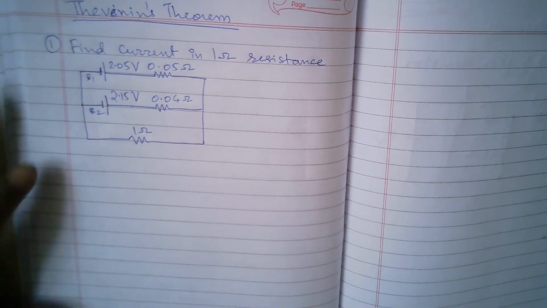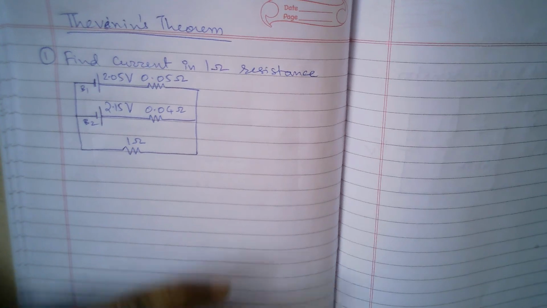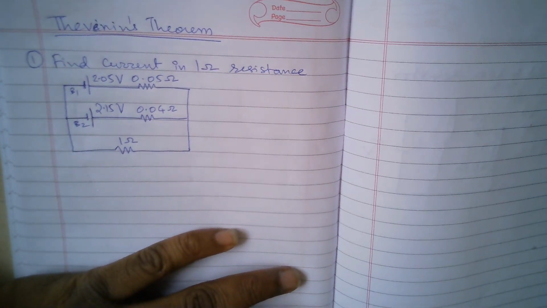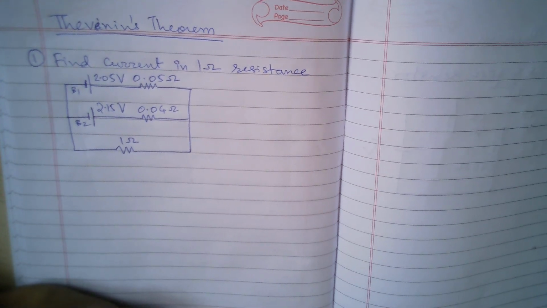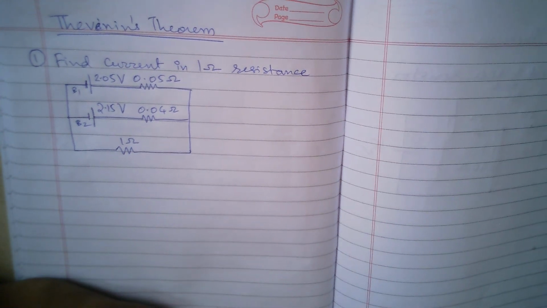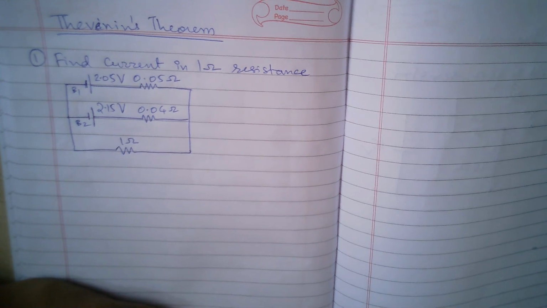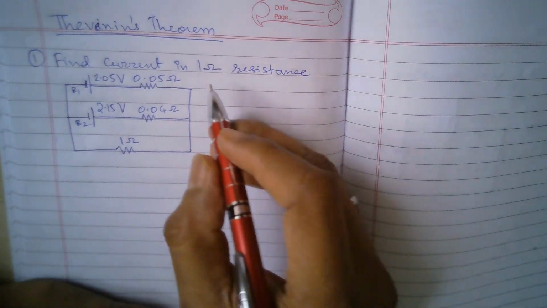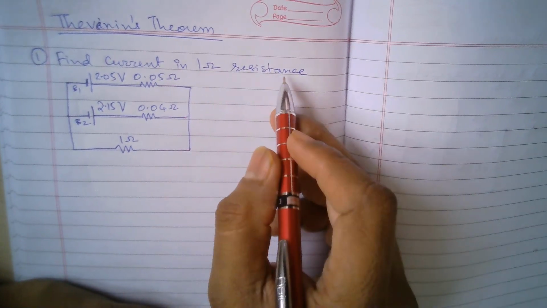Those who are aware of Thevenin's theorem, you can pause this video and try to solve it yourself and compare your answers with my answers. Otherwise follow along with me and I will be explaining how to use Thevenin's theorem to solve this particular circuit. What Thevenin's theorem says is you need a single load resistance, that means the resistance in which we are interested to find the current. In this case it is the 1 ohm resistance.